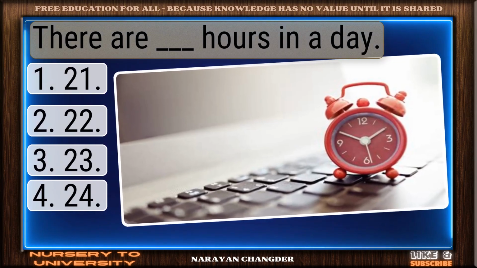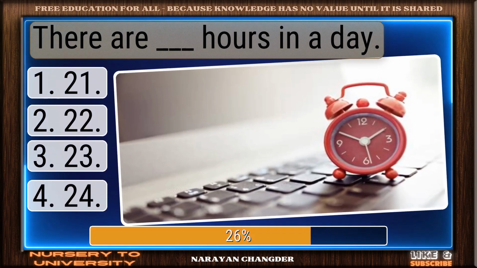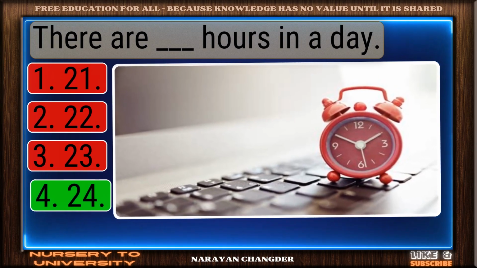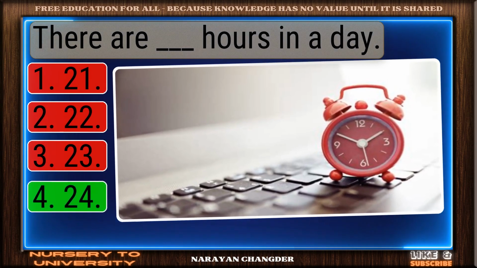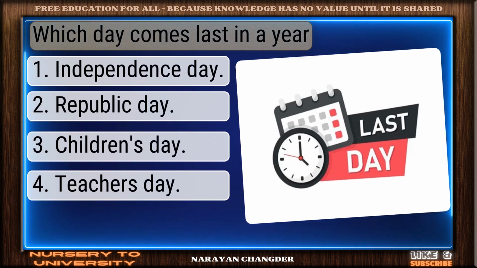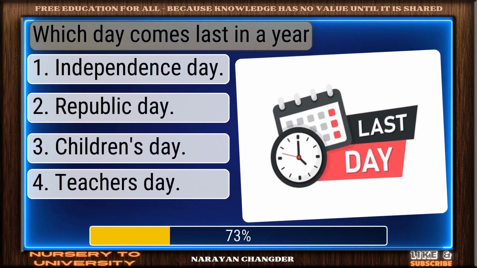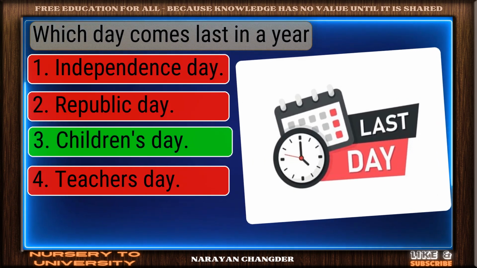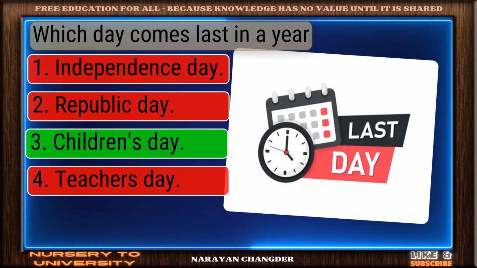There are dash hours in a day. Valid point. 24 is true. Which day comes last in a year? Great thinking. Children's Day is the right choice.